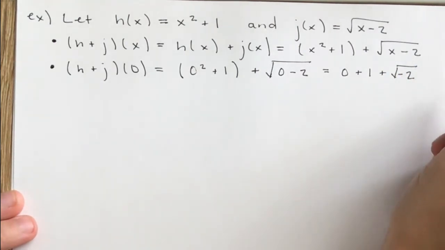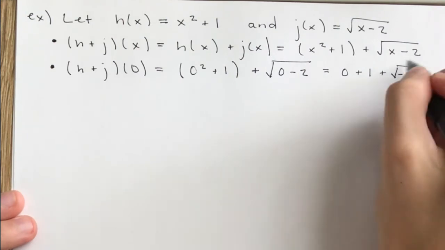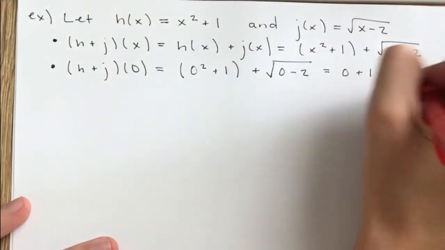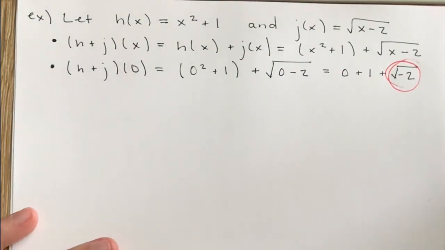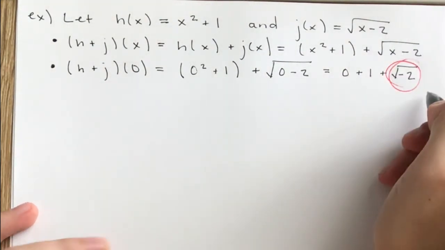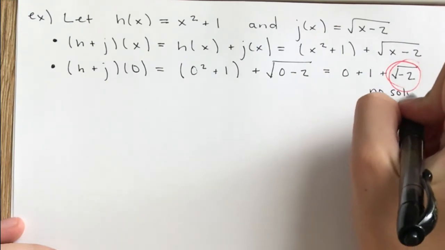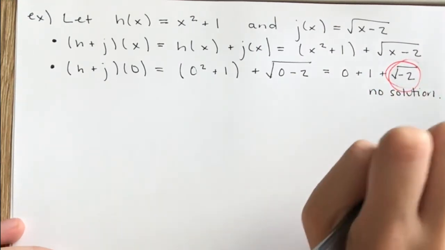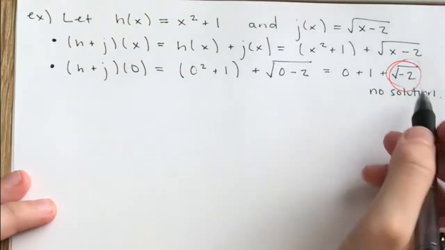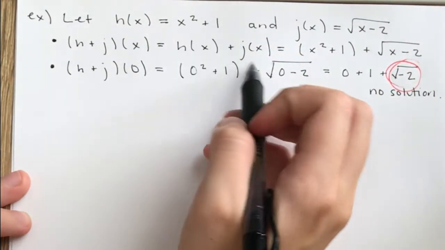But we run into something funky, right? What is this? It's undefined, right? We can't take the square root of a negative number. So this gives us no solution. All right, so we ran into trouble there. Let's see if our other method works for us.